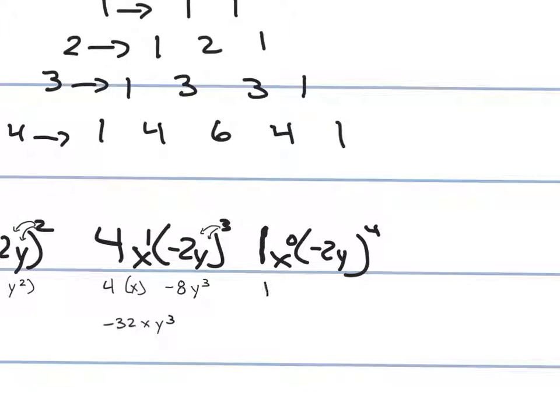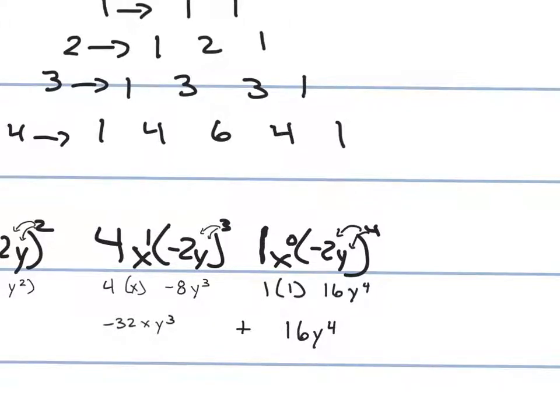Last up, 1 times x to the 0 power. X to the 0 power is 1. Times negative 2y to the 4th power. This gets a 4, and this gets a 4. So negative 2 to the 4th power. Negative 2 times negative 2 times negative 2 times another negative 2 would give me positive 16 y to the fourth power. 1 times 1 times 16 y to the fourth becomes 16 y to the fourth.